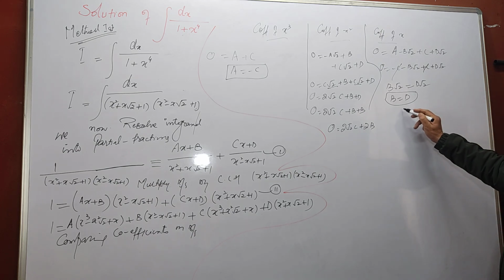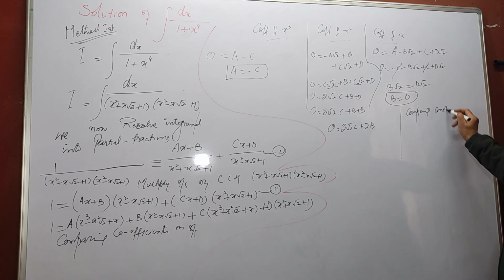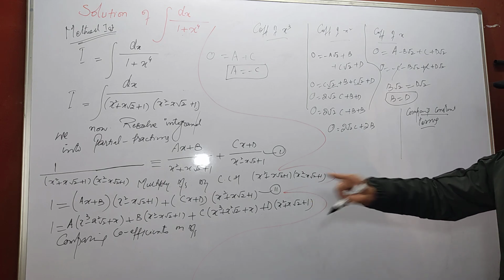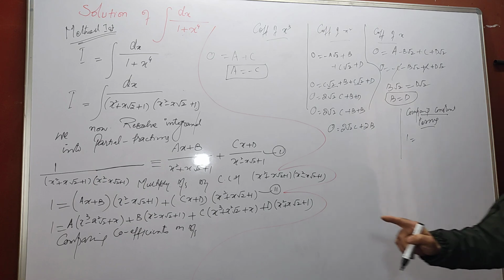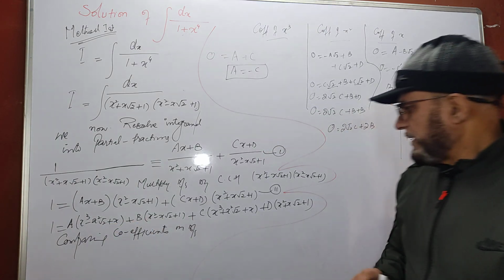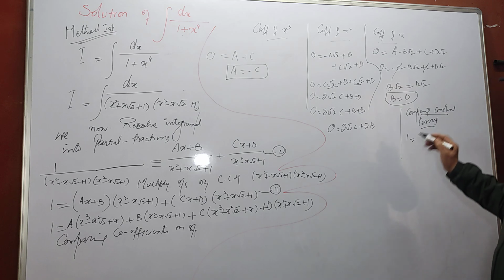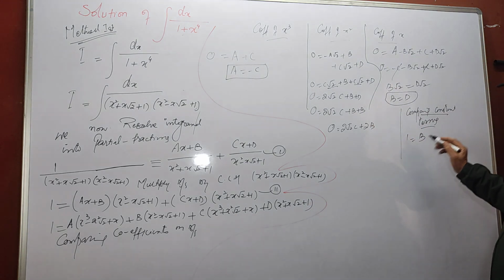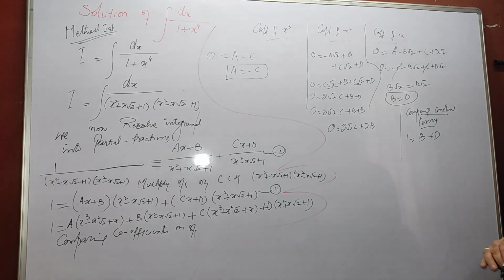Also compare constant term. Let me write here. Comparing constant terms now. Look here. You have constant there on the left. It is 1 is equal to. Look here. No constant with a. Yes, you have a constant with b. It is plus b. You have a constant with c. No, you have constant. It is plus d. That means you have b plus d is equal to 1. You have got b plus d is equal to 1.